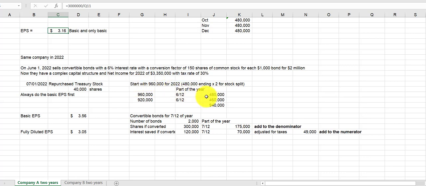I didn't schedule out each month this time because there's really only one change, but the 960 would be from January through June, 6 months, and then it would go down to 920.